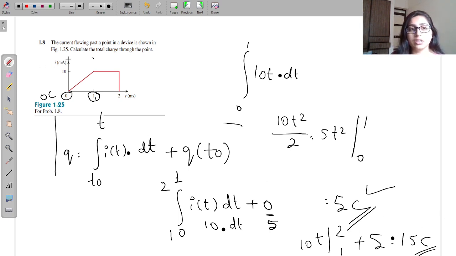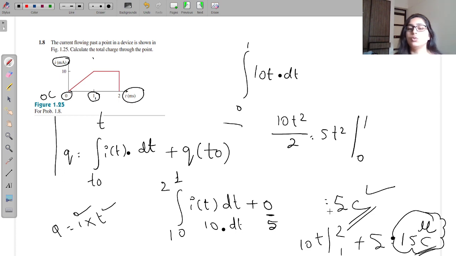And here you can see it is milli, this is milli, so this is microcoulomb. Because q is equal to I into t, milli, micro. So it is 15 microcoulomb. Just remember this equation, this is the definite integral.